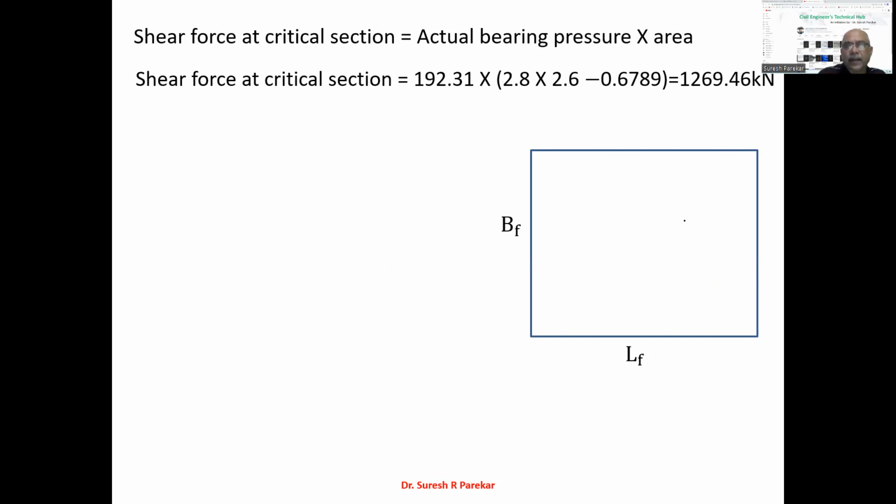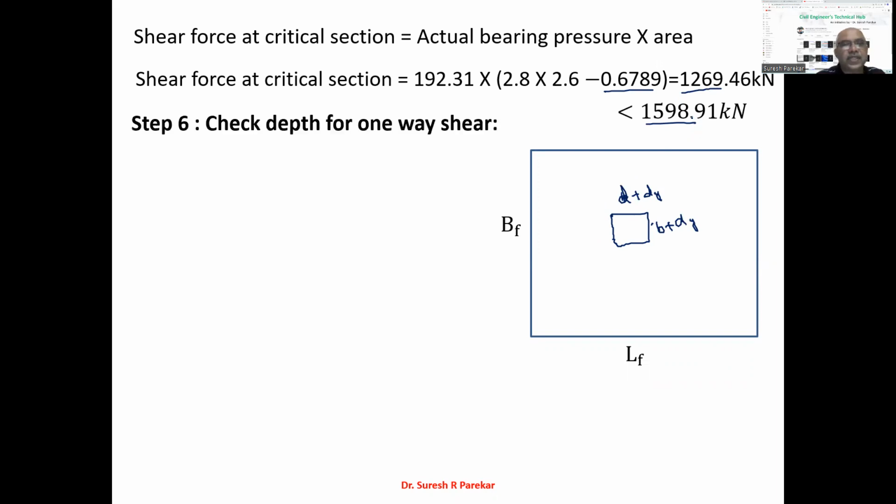So from the total area we have to subtract the area of the column. So that we have, the area that is the resisting area, which will be at the critical section, and that will be B plus dy, and D plus dy. That area we have subtracted, and that value comes to 1269, and the shear strength is 1598, and therefore this is safe.